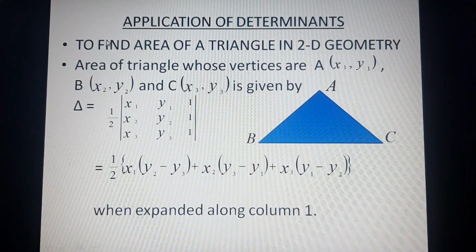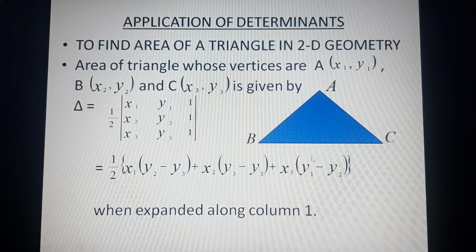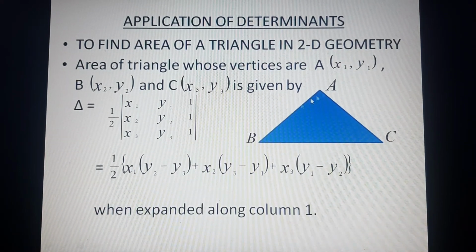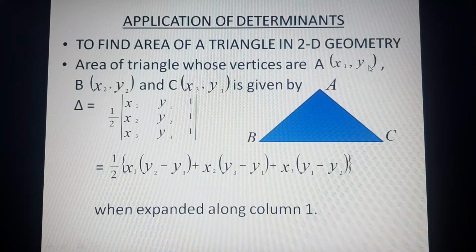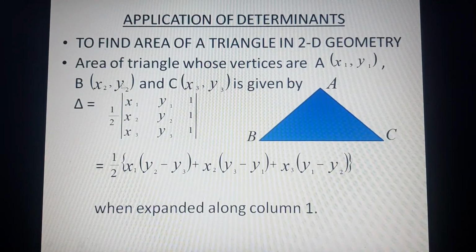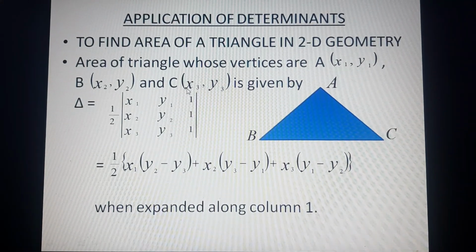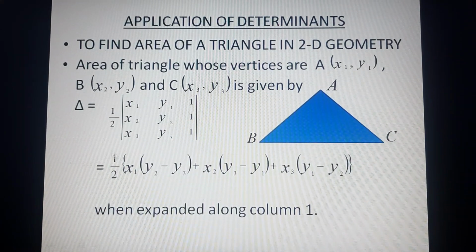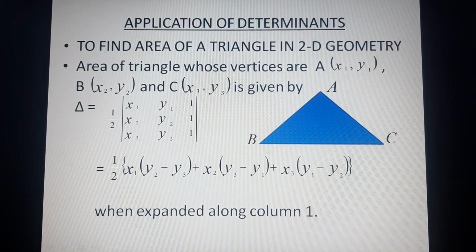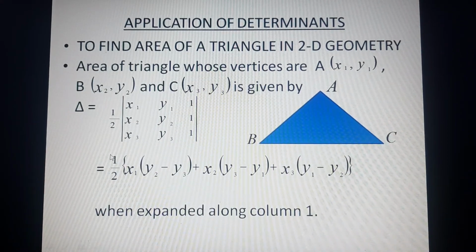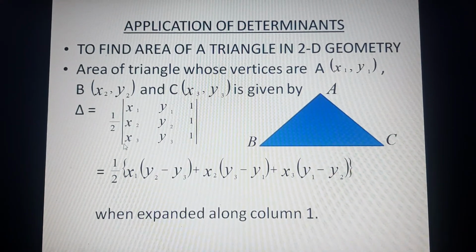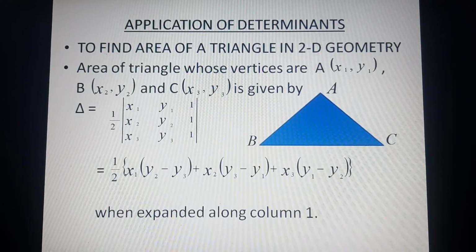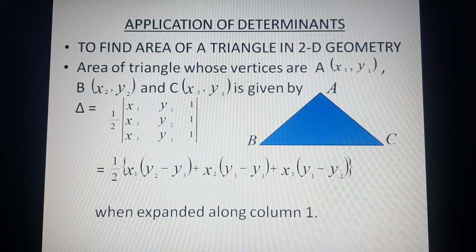This you have already done in class 10th by using this formula where A, B, C are the vertices of the triangle. A is x1, y1 in the coordinate geometry, B is x2, y2 and C is x3, y3, and this was the formula you learned in class 10th also to find the area of a triangle. Here in class 12th we are going to use determinant to solve the area of triangle.